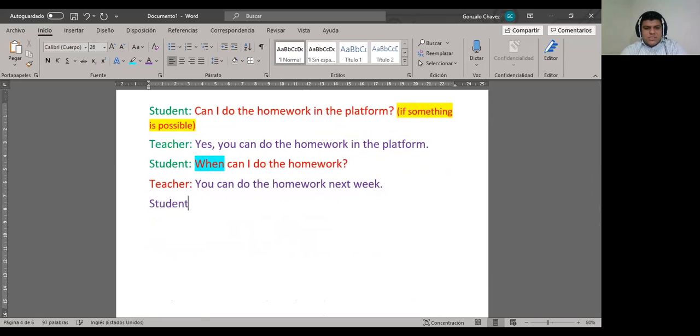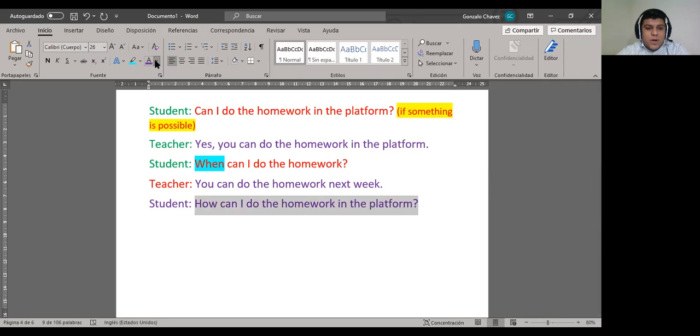But then the student has another question, right? The student doesn't know how to do it. And then the student asks, how can I do the homework? How can I do the homework in the platform? Remember that we're implementing a different WH question for this part. This should be in red. So continue with the same order. How can I do the homework in the platform? The person is asking for instructions.